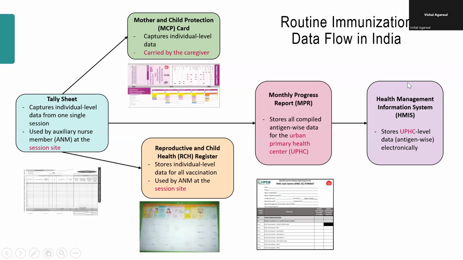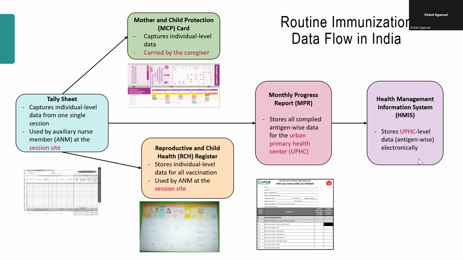Coming to the routine immunization data flow we have followed in India. Data generation starts with the routine immunization sessions, in which the tally sheet is the single source of truth that should be used for each and every session. The data from the tally sheets goes to the mother and child protection card, called the MCP card, which is carried by the caregivers. The same data from the tally sheet also goes to the reproductive and child health register, called the RCH register. The tally sheet and the RCH register are maintained by the ANMs, and the MCP card is carried by the caregiver.